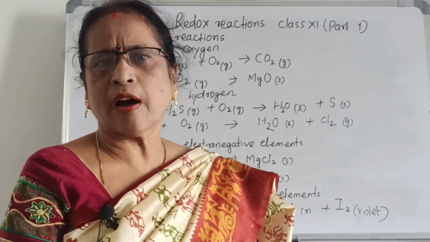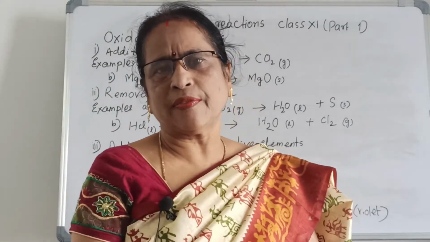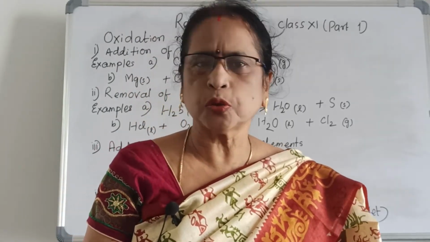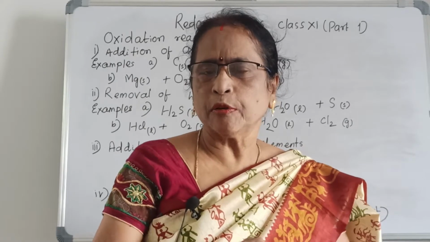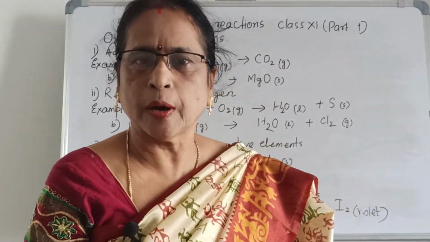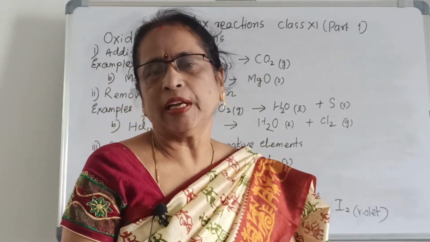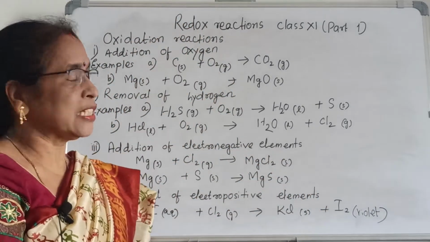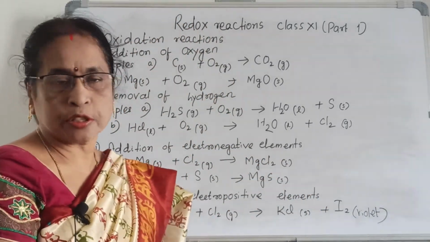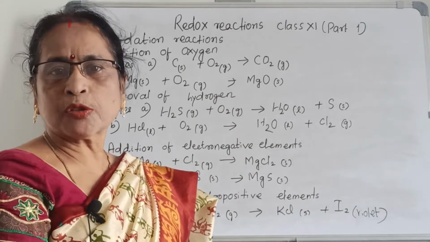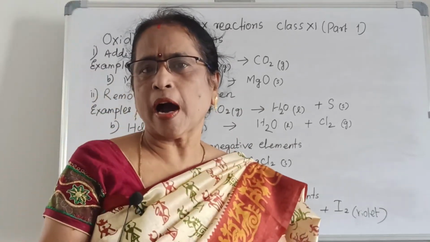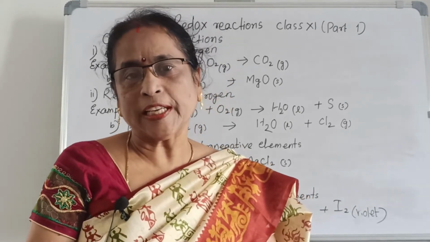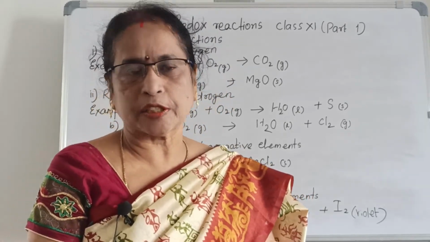Generally, students of 11th class feel it is very difficult. But actually this chapter is not so difficult. If you proceed from simple to complex, then we feel it is very easy. Now in this case, this is the chapter on redox reaction, part 1. First we will see what is meant by oxidation reaction. Then we will proceed to what is meant by redox reaction.